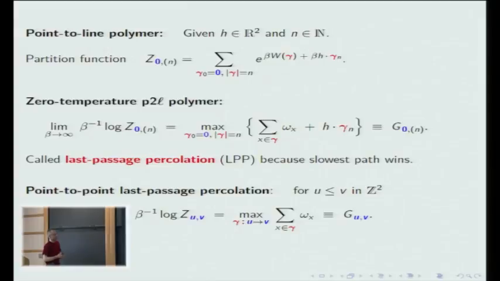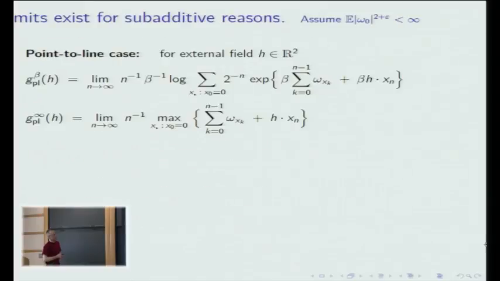And first, what do we start looking at? Well, large-scale behavior, right? So let's look at limiting free energy and limiting time constant. So here's first the point-to-line case. So what's going on there?